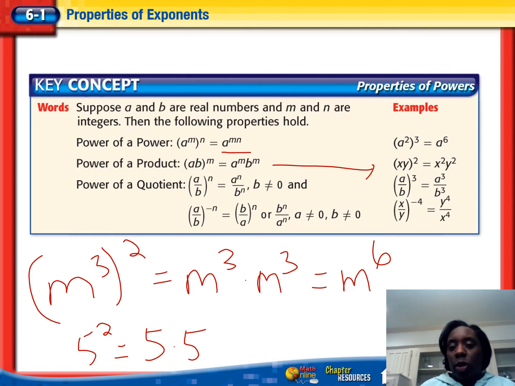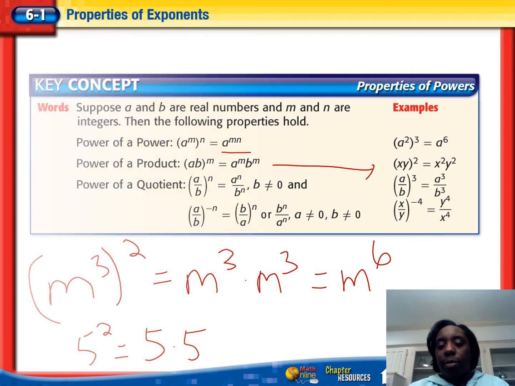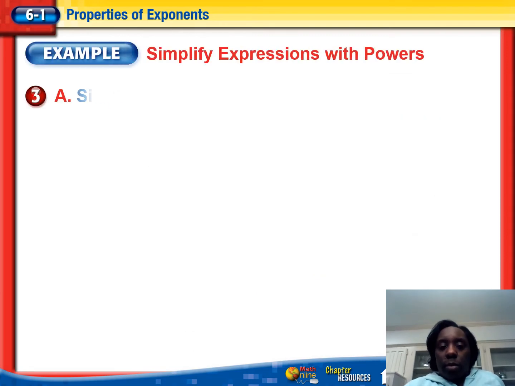Same thing in my quotient. A over b to the third would be a over b times a over b times a over b, making a to the third over b to the third. That treatment right there, I don't want to discuss because we can talk about that in our Zoom if you need more explanation. So let's just finish out the video. We have 4 more slides left.